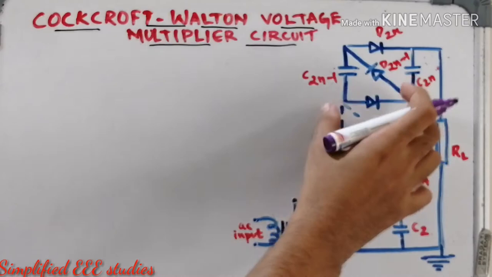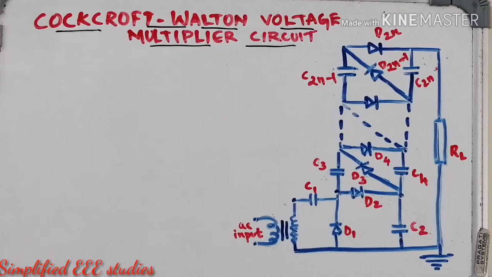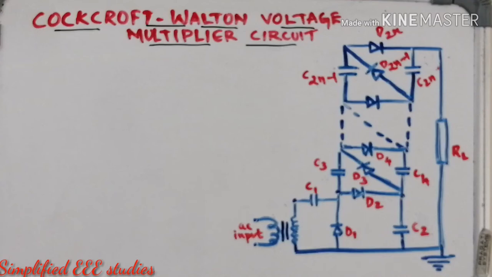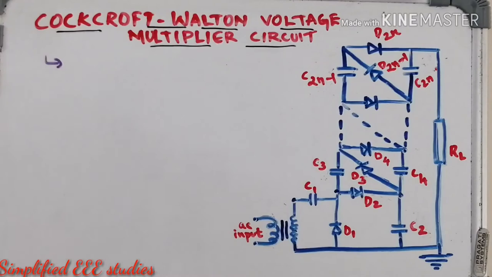You are able to get the voltage across the load. You can collect the voltage across the load. Here the load consumes a very small amount of current. It draws less than a milliampere. Okay, the load current requirement will be less than a milliampere. Now let us see how it operates. It is having two half cycles.